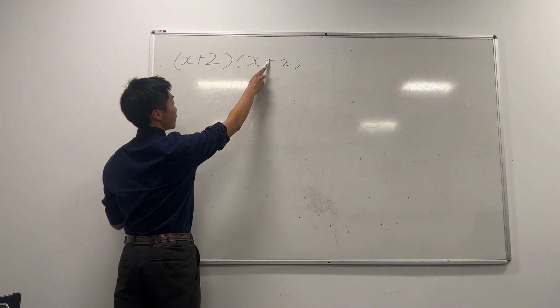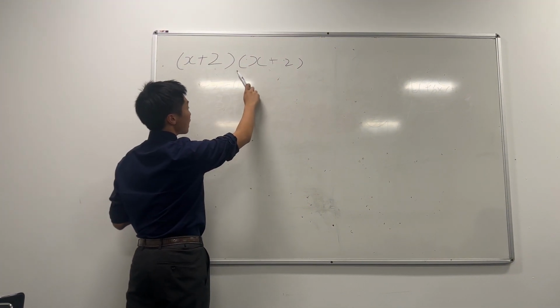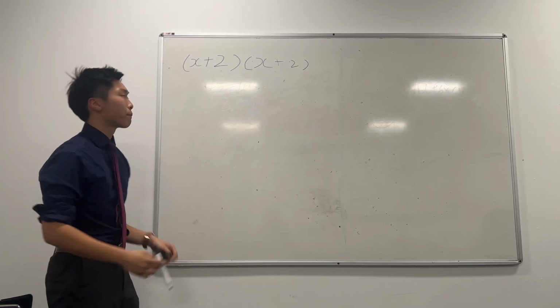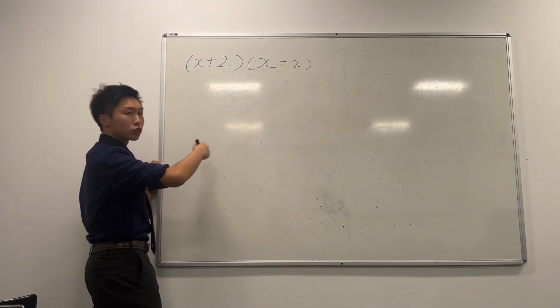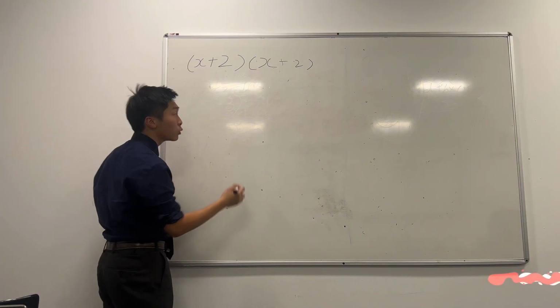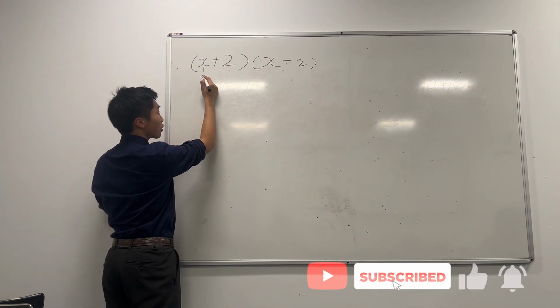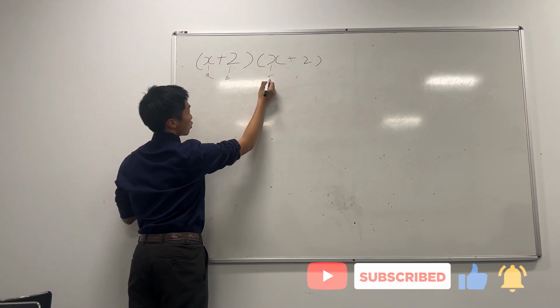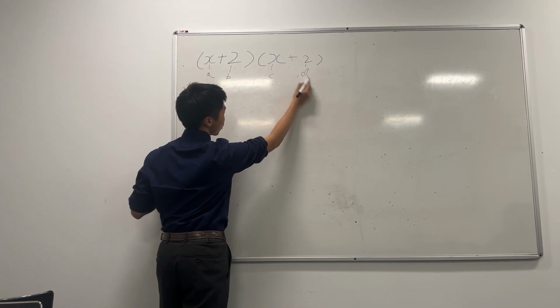How do you open this? (x + 2)(x + 2), because brackets means they're times in each other. So how do you get the answer to this? Follow me very closely. This is how I would do it. This first x, I would call it A. This 2, I would call it B. This I'll call C, and of course this I'll call D.